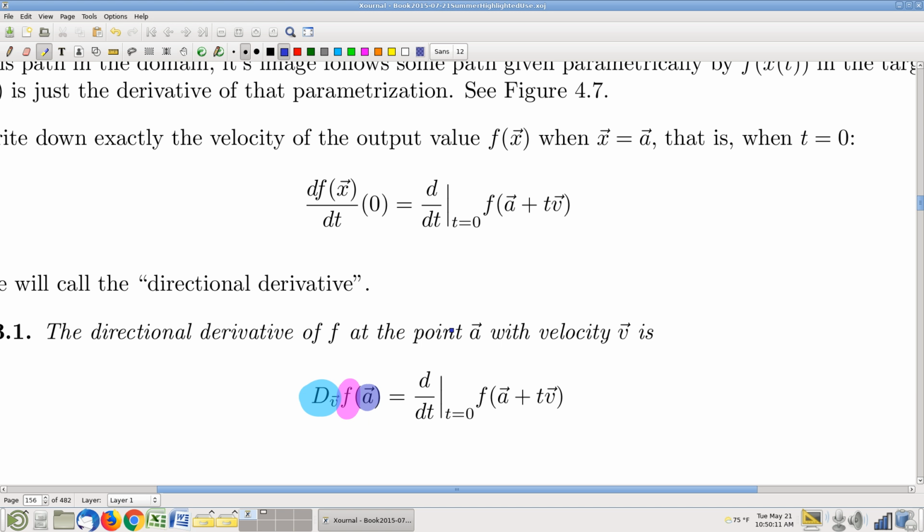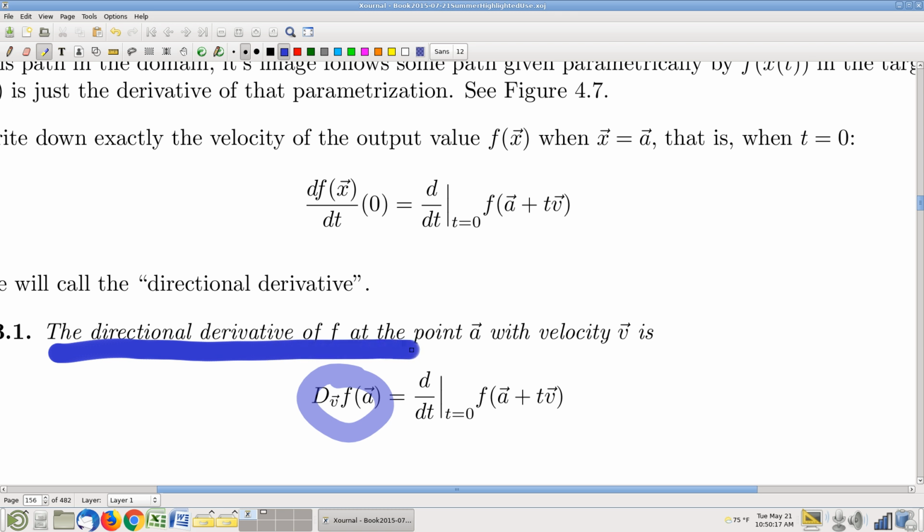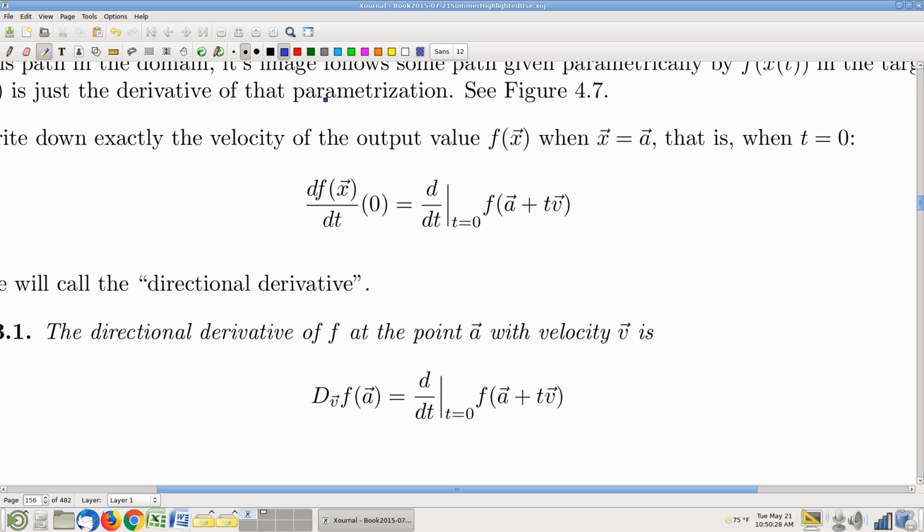Okay, so that's the notation. It's how it's all sort of assembled, and you pronounce this the directional derivative of f at the point A with velocity v. Alrighty.